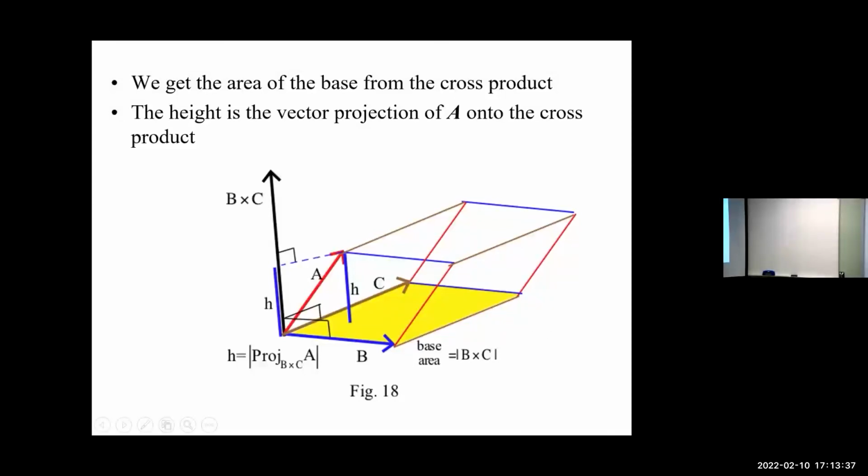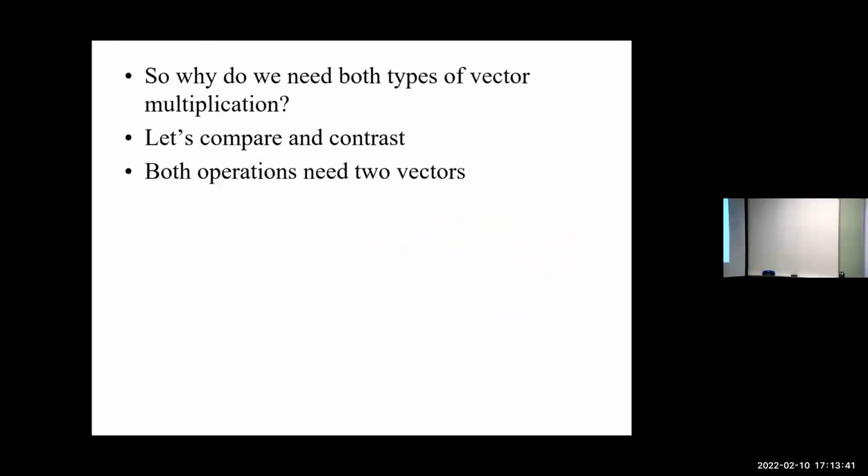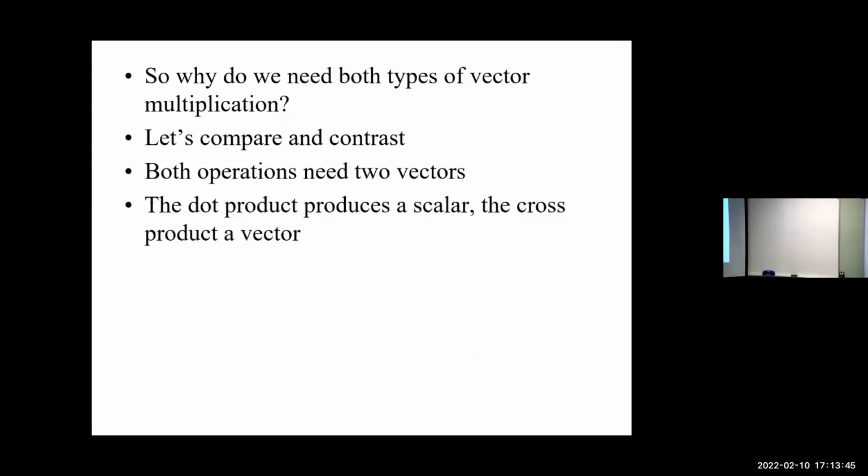So just a little comparison of the two. Both operations need two vectors, for dot product and cross product. Dot produces a scalar, cross produces a vector. All right, when you do that formula that I showed you for cross product, you get three components of a vector, right? It's not a single number. So be aware of that.